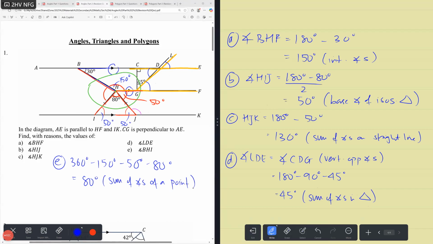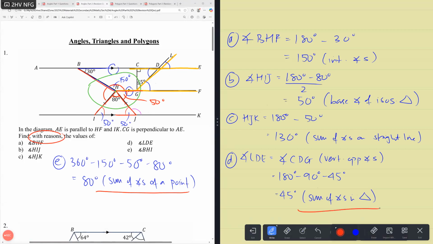So that is how we apply our angle properties, the types of angles, and also your background knowledge on triangles and their properties. Take note of this. Most questions will ask you to write down, find with reasons. So this is how you write down your reasons: sum of angles, vertically opposite angles, and so on. Write down all these reasons so that you will not be penalized. You will get your full marks.